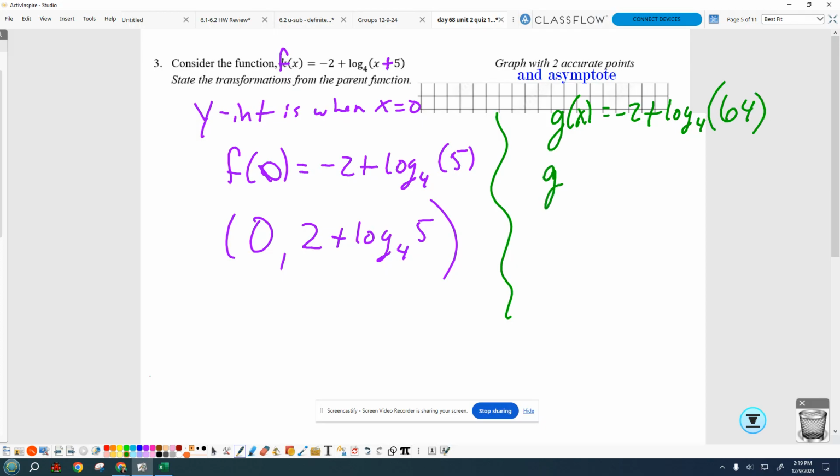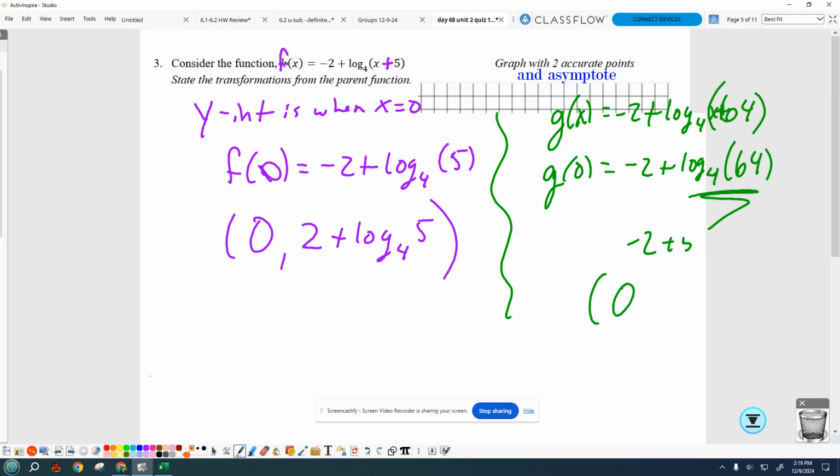So this one, if I want to find the y-intercept when x is 0, that's 4 to the x plus 64, sorry. Can I evaluate that? 4 to what power is 64? 3. So in this one, the y-intercept would be (0, 1). If you can evaluate that, do it. If you can't, I don't know. It's log base 4 of 5, minus 2.